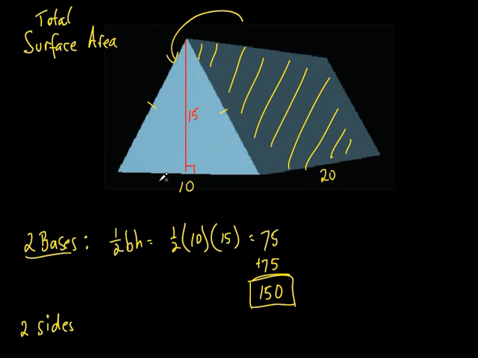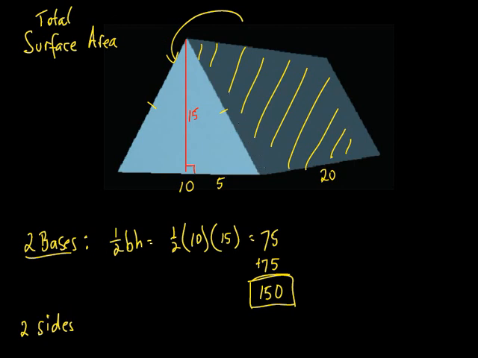So if it is, then this whole thing is 10. Then this little bit right here is 5. And now I should be able to find this side right here. And how do we do that? We do it by Pythagorean Theorem. Okay, so we're going to use Pythagorean Theorem to find this edge right here.